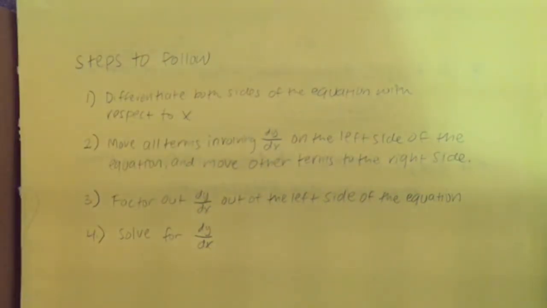Here are some steps to follow when you are using implicit differentiation. The first step is to always differentiate both sides of the equation with respect to x, and it's always with respect to x. The second step would be to move all the terms involving dy over dx to the left side of the equation, and then move all the remaining terms to the right side. The third step would be to factor out dy over dx out of the left side of the equation, and then solve.